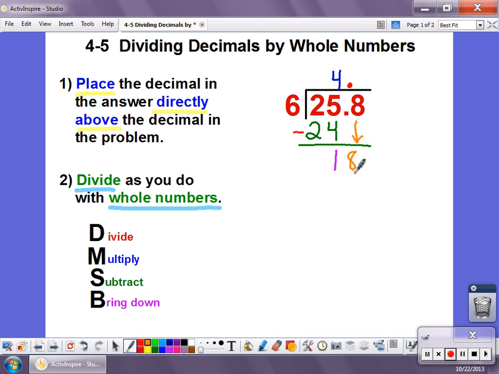So I've got 18 now, and I want to know how many times can 18 be divided by 6? Well, 18 can be divided by 6 3 times. Because I'm looking right in this place value column, that's where I'm going to put my 3. The 4 went here because I did 25, so I'm looking at putting my 4 there. And down here, 18, my 3 goes directly above. So 3 times 6 is 18, and when I subtract that, I have 0 left, so I know that's the answer to my problem. Let's try one more.